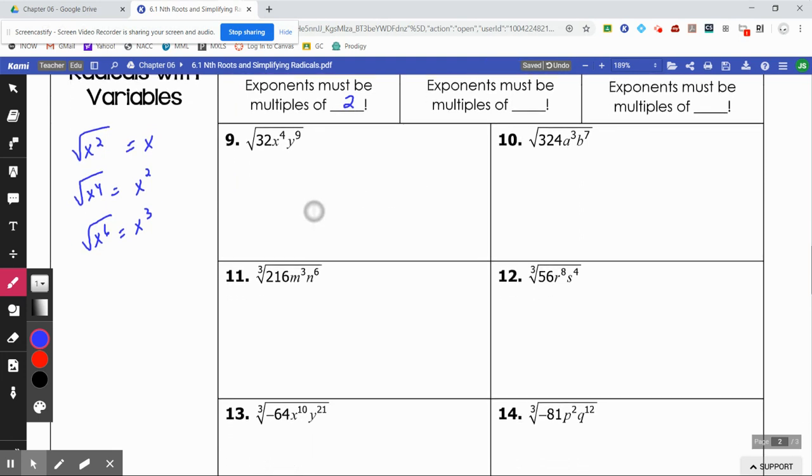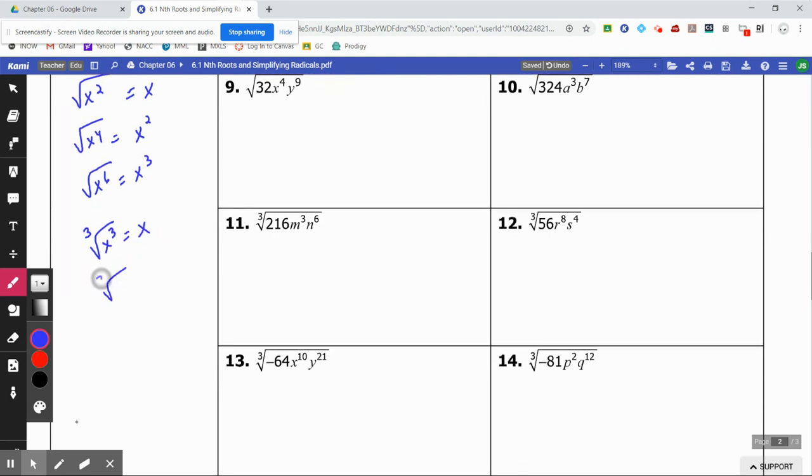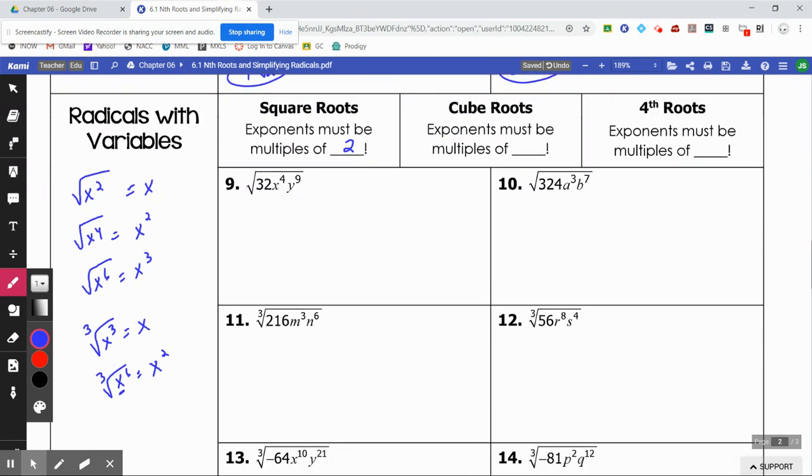With a cube root, it kind of works the same way. The cube root of x to the third would be x. The cube root of x to the sixth. What multiplies by itself 3 times? That'd be x squared, and x squared. That'd be 6 x's. You're only going to be able to find a cube root if the exponents are a multiple of 3. And for a fourth root, the exponents would have to be a multiple of 4. So that's going to tell you what to split these into.